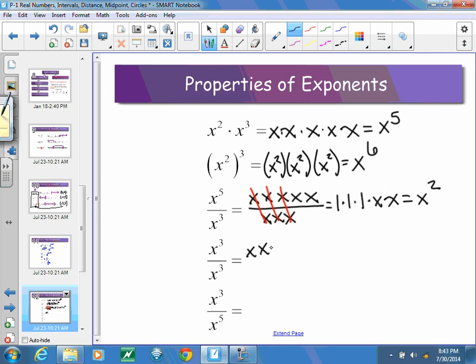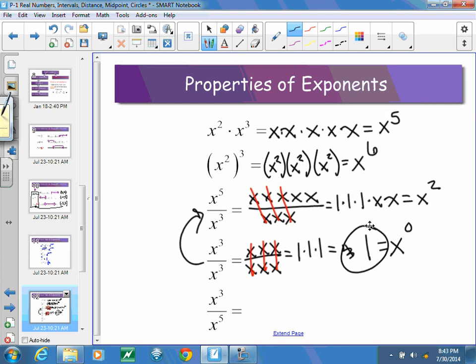Now, if we end up with the same number of x's in our numerator as in our denominator, they are all going to cancel out and give us 1's. So we have 1 times 1 times 1, which gives me 1. Now, here working with our property from up above, when we subtract, 3 minus 3 gives us 0. So we get x to the power of 0, which is always going to give us 1.